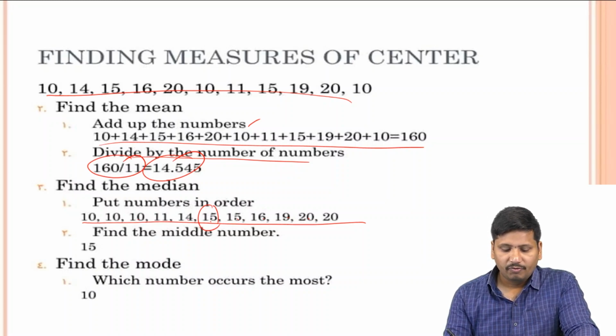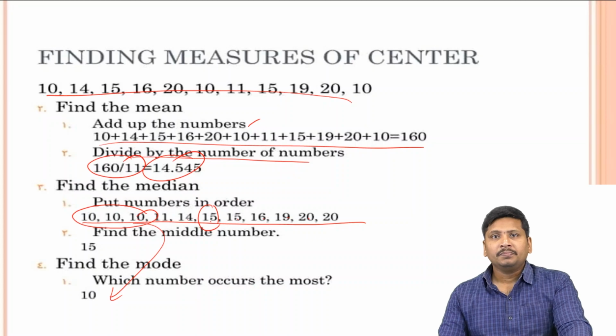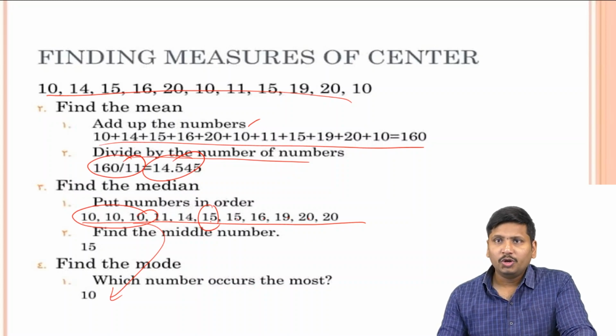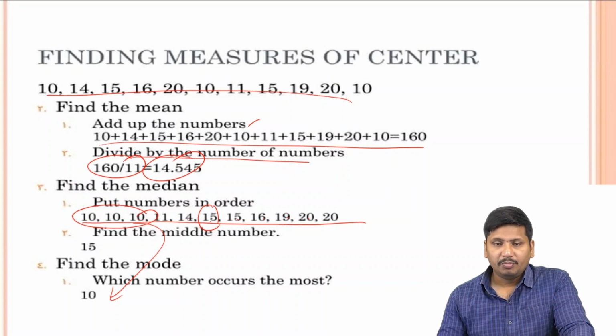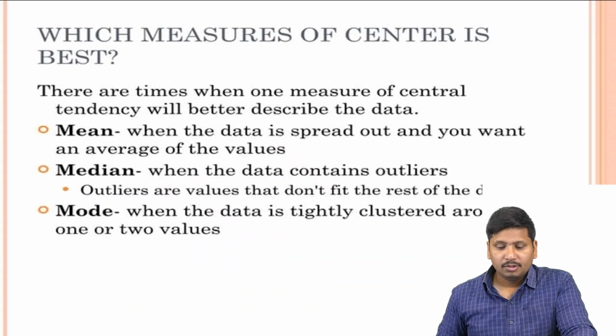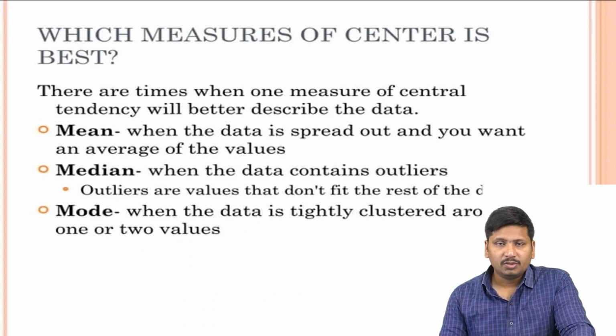Mode means the value that occurs more frequently; that should be considered the mode. Among the list of n numbers, 10 is repeated 3 times, so that should be the mode of the series. Like this, we are going to calculate the various measures of central tendency, with the values of mean, median, and mode. So which measure of central tendency is the best one? That is the question.